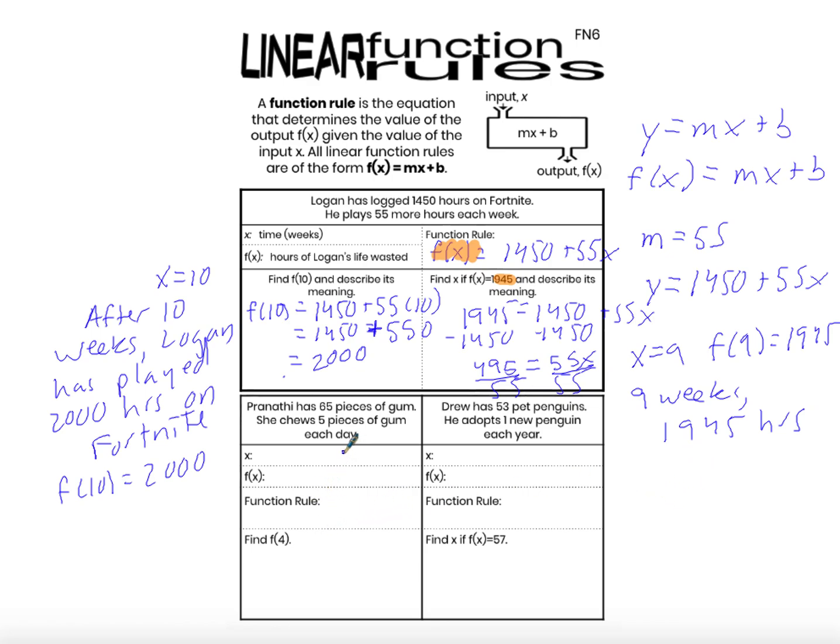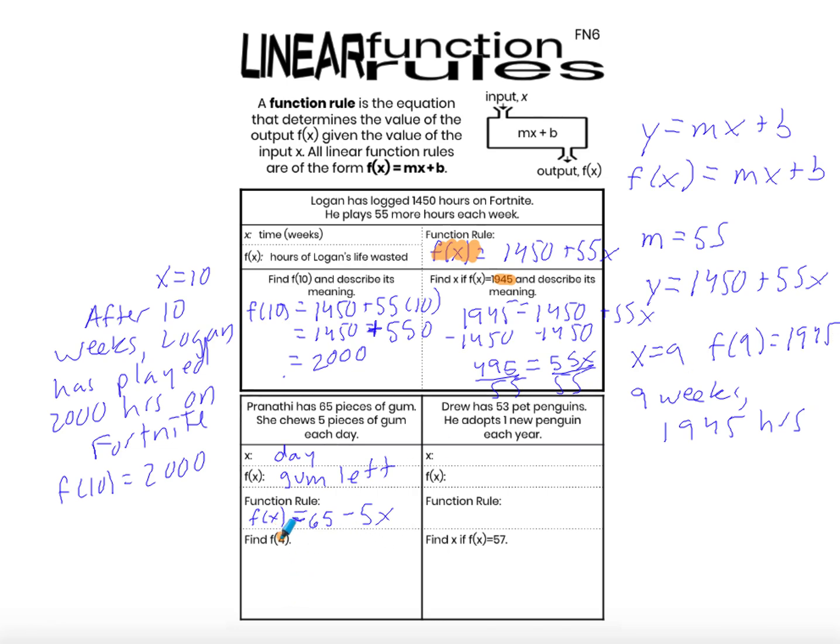Pranathi has 65 pieces of gum. She chews 5 pieces of gum each day. Define my variables just like I did in my linear unit. My input is days. My output is pieces of gum left. Since she's chewing gum, she's decreasing. She has a constant rate of change that is negative. And then my function rule is just f of x equals 65 minus 5x.